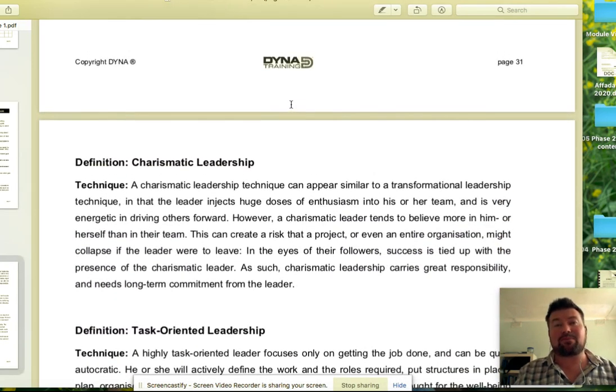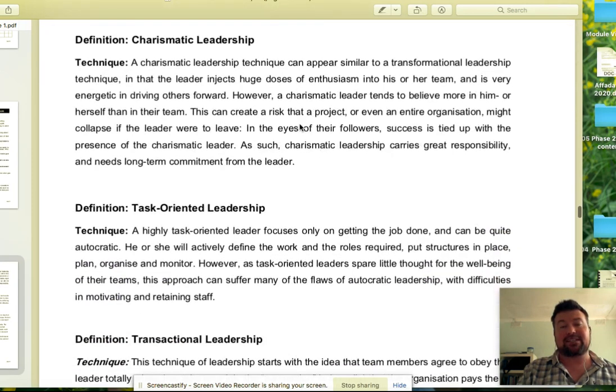You also have charismatic leadership. It's someone with a big personality who can inspire people to follow them. So it's really about their personality and using their personality to inspire and attract people in order to grow something or build something. So that's what a charismatic leader does.